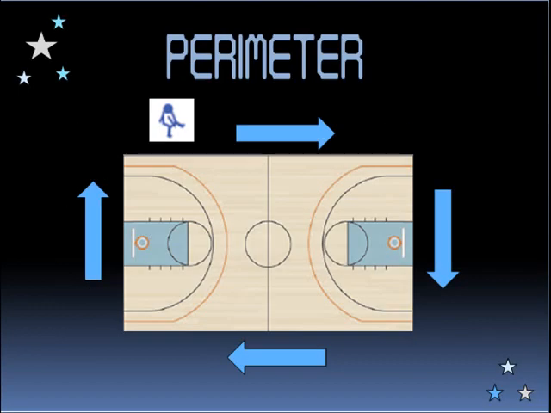Imagine that you are walking around a basketball court, a soccer field, or even our classroom. You are unknowingly calculating perimeter. If you were to count the steps of all the lengths of the sides that you walk, you would have calculated the total perimeter in the length of steps.